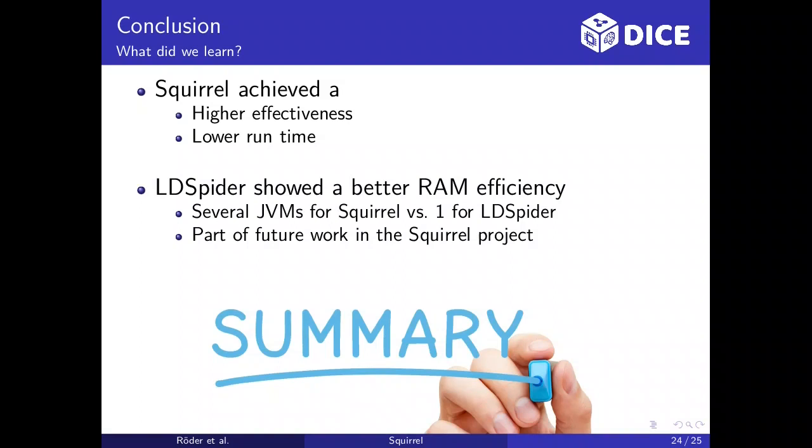This mainly comes because Squirrel is working in a distributed way with Docker containers, and that means that each component comes with its own JVM that has to be initialized and that actually needs more RAM than a single JVM that is used by LD Spider. But it's also part of our future work that we want to improve the efficiency of Squirrel further.